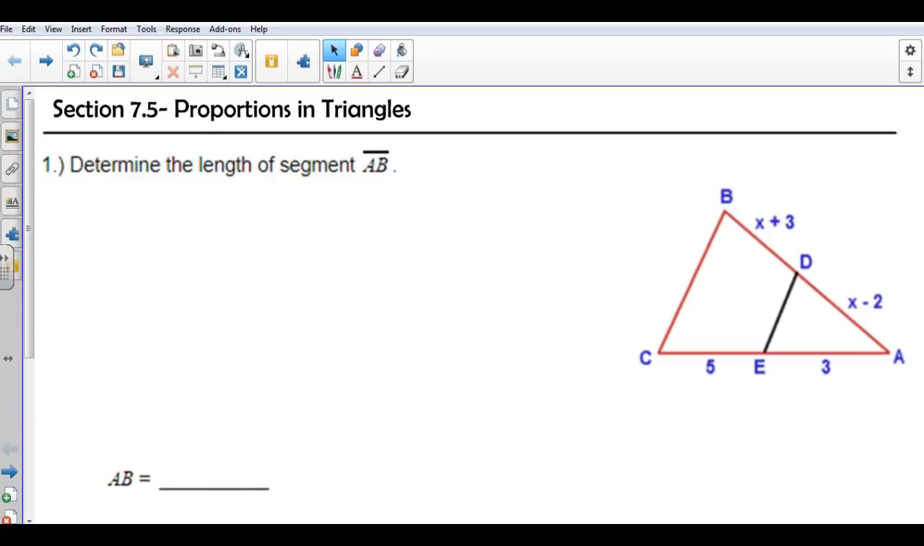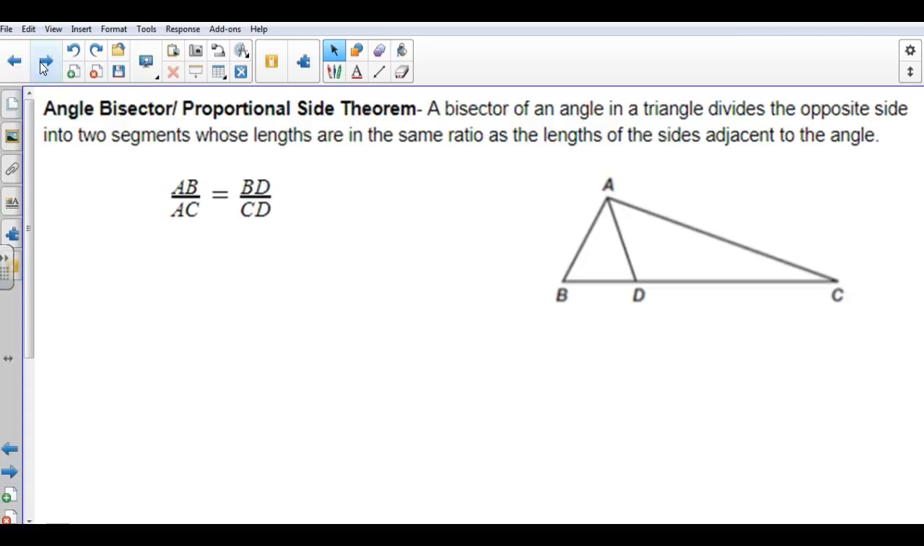Hello, what we're going to do in this video is go through proportions and triangles. So we're going to start with kind of a review of looking at this segment DE being parallel to BC, and draw up a proportion and solve for a given length, and talk about what's called the angle bisector proportional side theorem, which says, hey, if I cut this angle A in half, what sides are proportional, or what relationships would be driven by that.